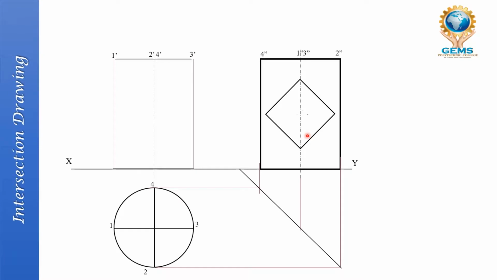Okay. And now from the square prism, name it, because we have named the circle with numbers, so the square prism with alphabets. Double dash, because it is the third view, so it is a double dash. A double dash, B double dash, C double dash and D double dash.